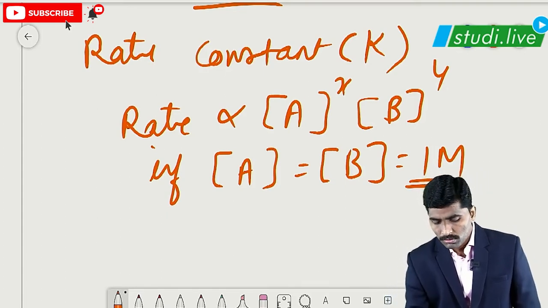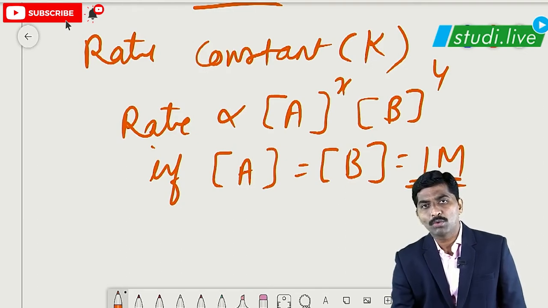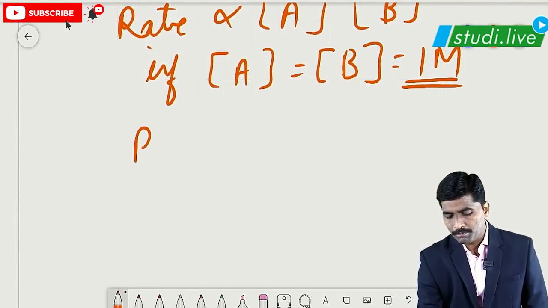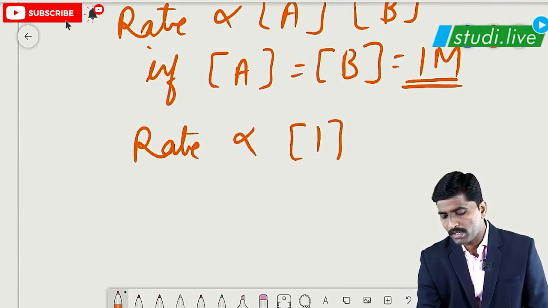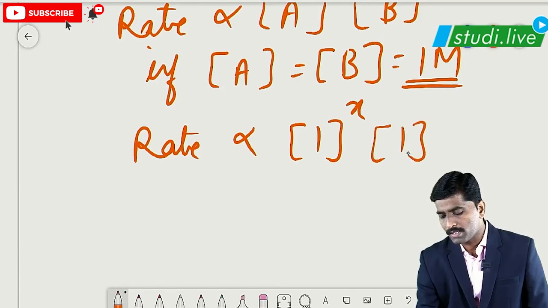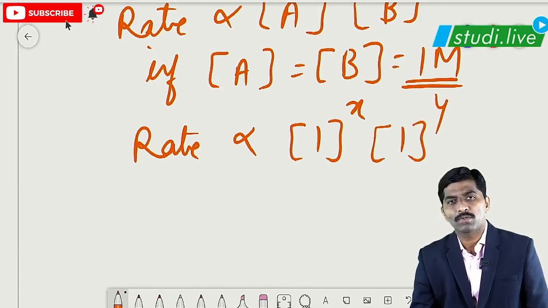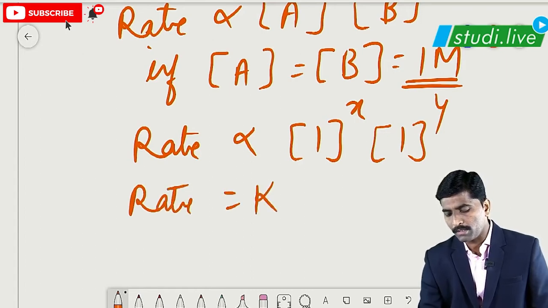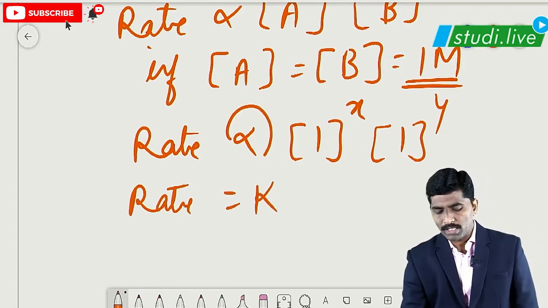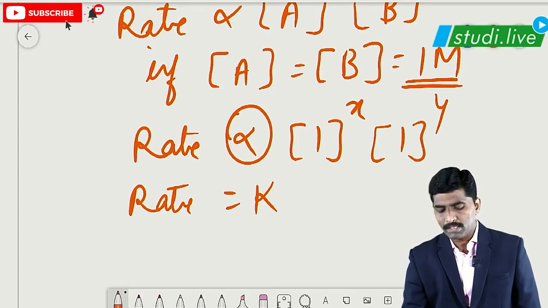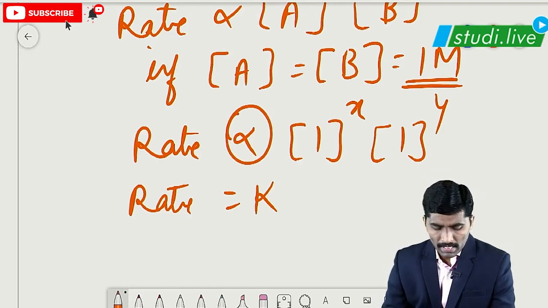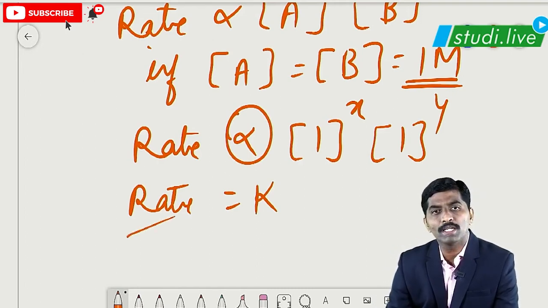Okay, so after substituting this 1 molar value in this concentration term, what we will be getting is that rate is proportional to 1 raised to X, 1 raised to Y, whatever X and Y could be. Finally, we will be getting rate is equal to k. After removal of proportionality sign, what we will be having is a rate constant. So rate constant can be defined as rate of reaction only.